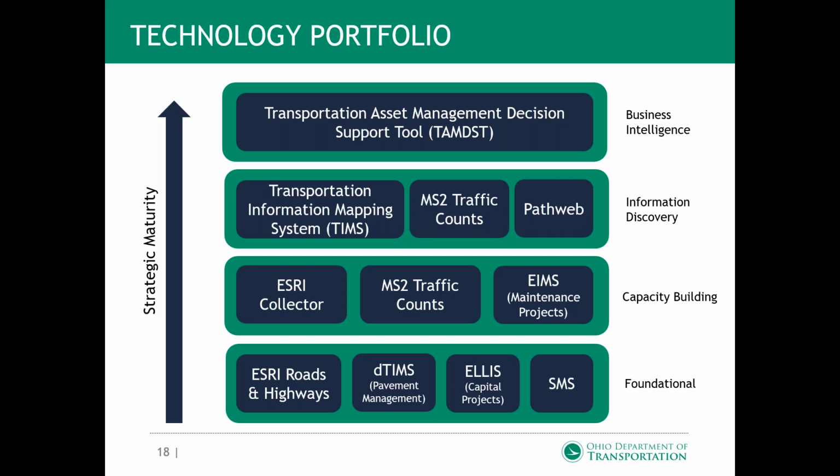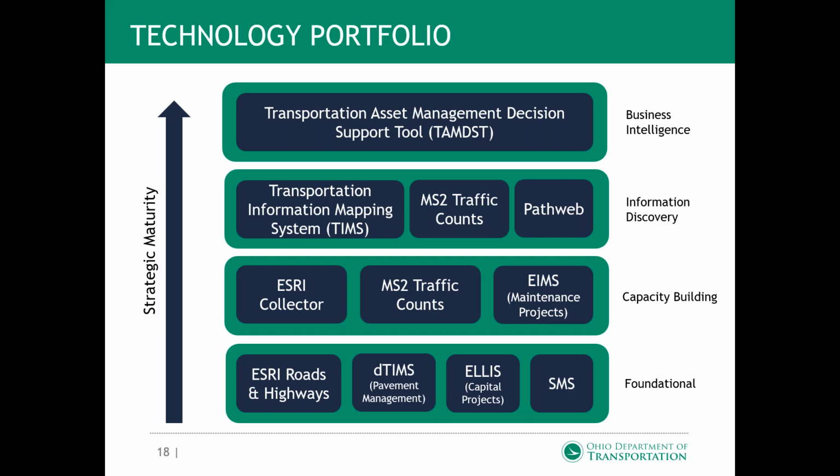On the foundational side, the Esri Roads and Highways that we implemented helped us clean up our road inventory. It also gave us a base network to make sure that we're reconciling all of this data to one common LRS. Our pavement management system is used the way I showed you in the earlier slide, as well as ELLIS, where we develop our capital programs. And then our SMS is our structures management system and our bridge inventory. All of these things are linked. These are foundational core things.